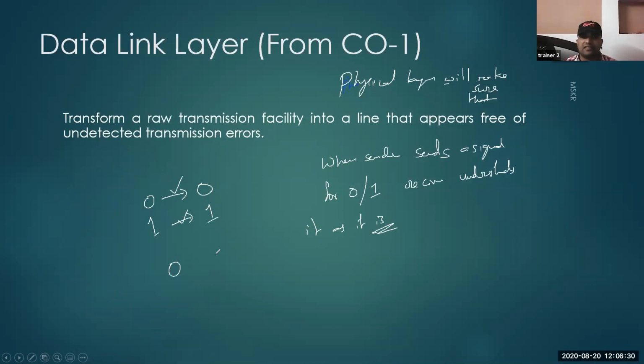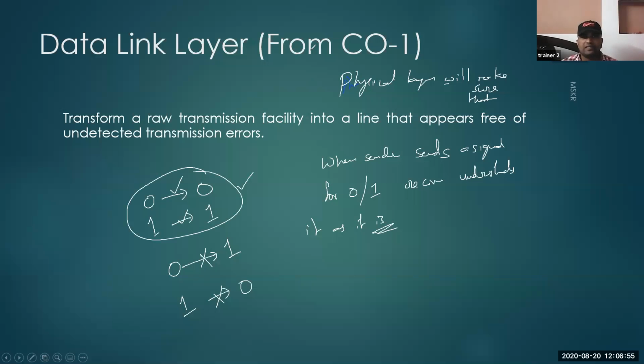If when the sender sends 0 the receiver thinks it is 1, or when the sender sends 1 the receiver thinks it is 0, it is a wrong way of communication, where the error is in the physical layer itself. So the physical layer will make sure that these things happen. That means when the sender sends 0, the receiver receives 0. When the sender sends 1, the receiver receives 1. Okay.